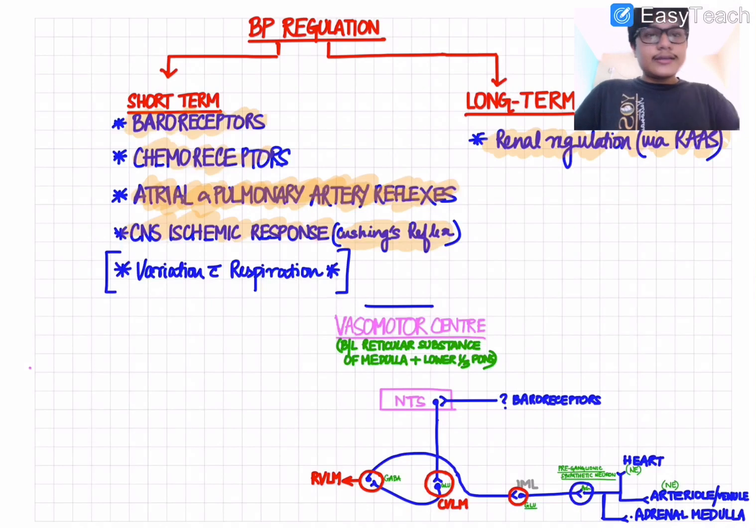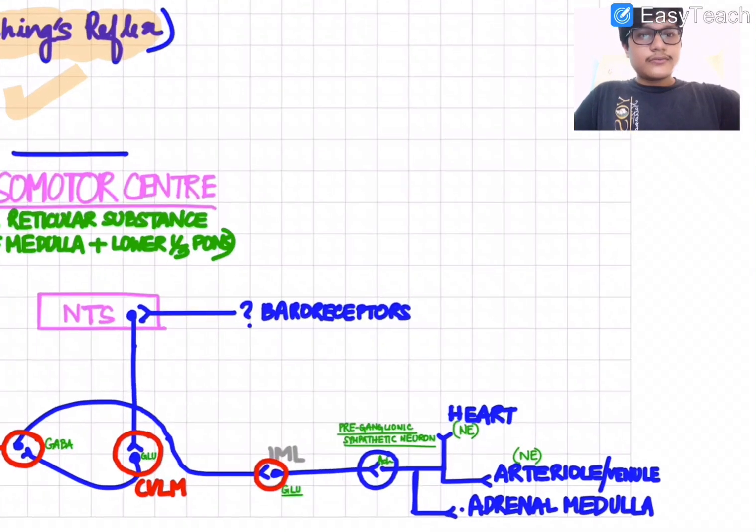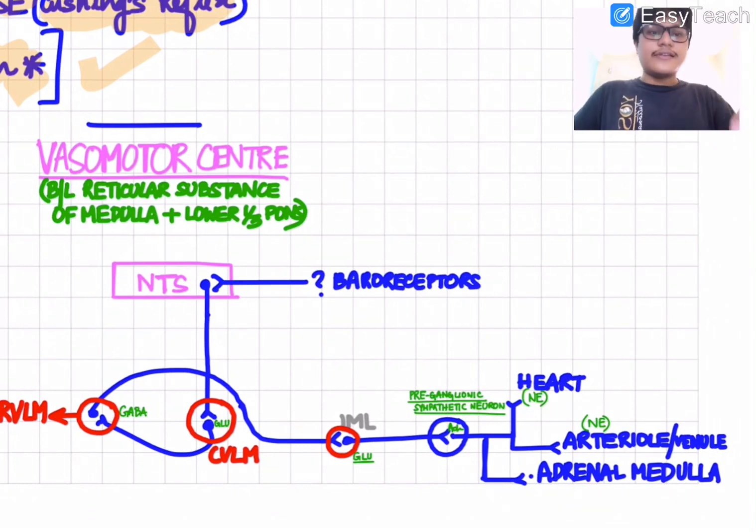And there is one more entity which I will be discussing, and that is the variation of blood pressure with respiration. Now these two things, that is the variation of blood pressure with respiration and renal regulation of blood pressure, I'll take both of them in a separate video, because they are in themselves very large topics, and so I'll be discussing them separately. Before we jump into the regulation of blood pressure, we should learn about the vasomotor center that is so frequently referred to in literature.